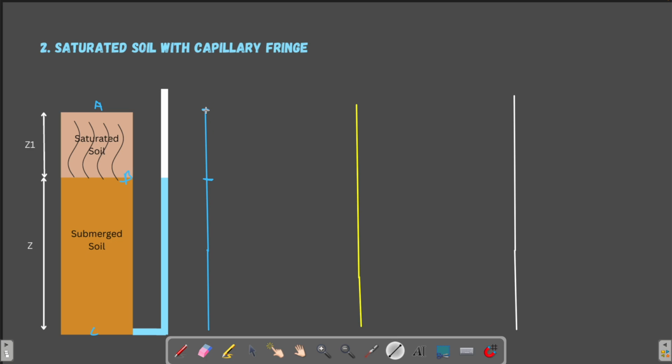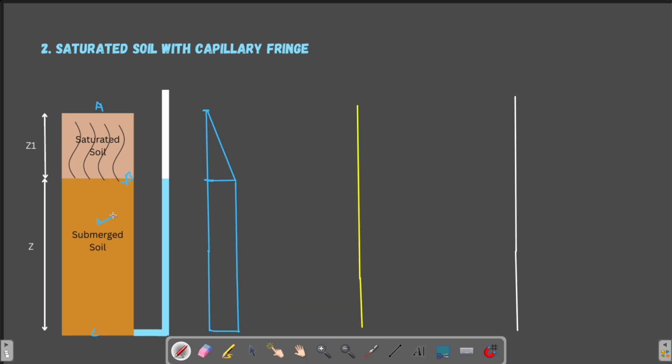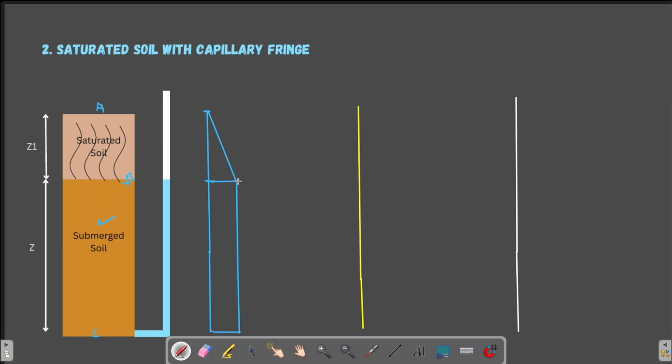So gamma saturated into Z1 will come down to point number C, and now this gamma saturated into Z will also act. So this will continue up till the level of point C, and there is no change in slope because it is saturated. So this one is gamma saturated into Z1.